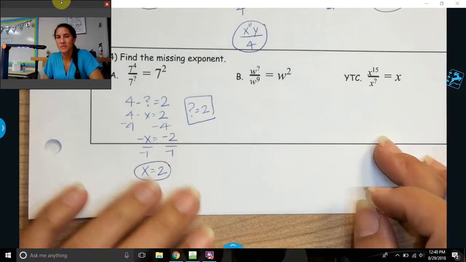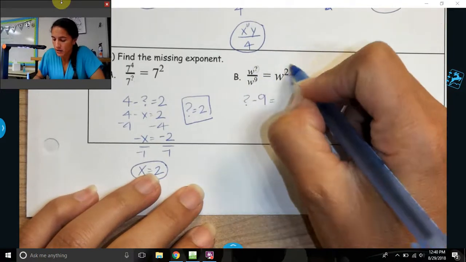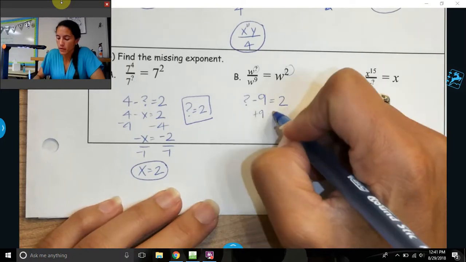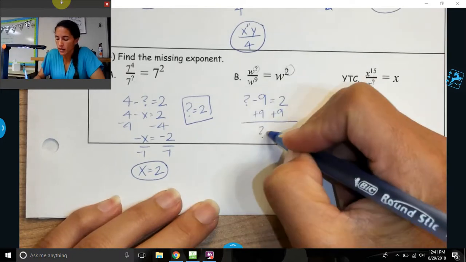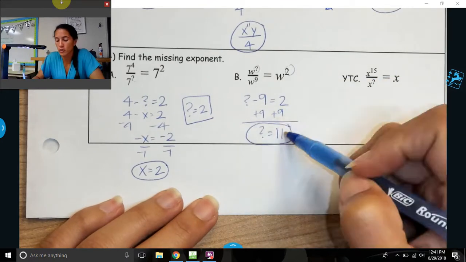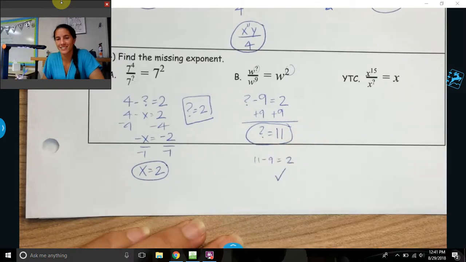So example B, we start with question mark minus 9 is 2, again. In this problem, I'm going to add 9 to both sides, and the question mark is 11. And then you can always go back and check your work by plugging it back in. 11 minus 9, does that equal 2? And yes, that is correct.